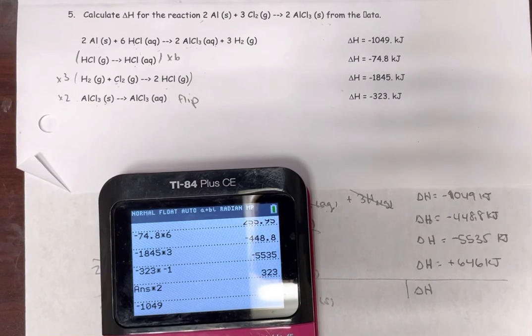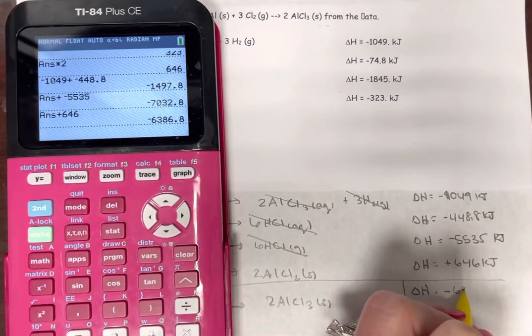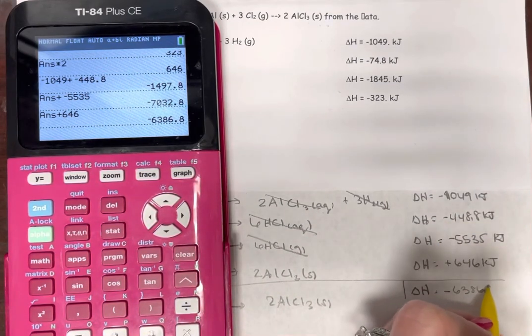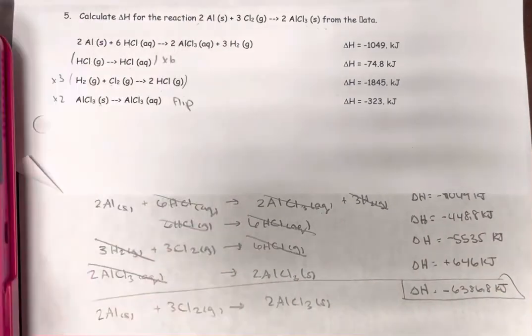Negative 1049. We'll see if I can push buttons correctly. Plus negative 448.8. Plus negative 5535. Plus 646. All right, so I got a huge number. Negative 6386.8. And that's already in kilojoules, so that's huge. All right, so that's the last one.